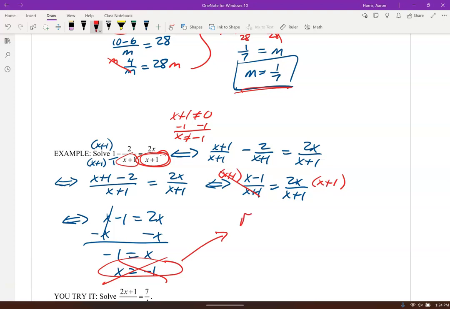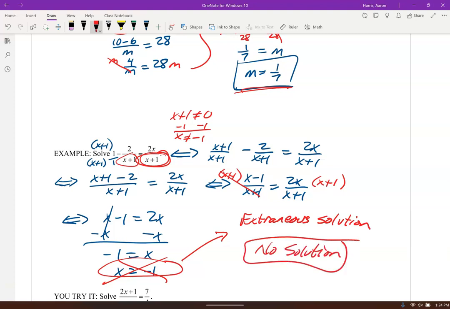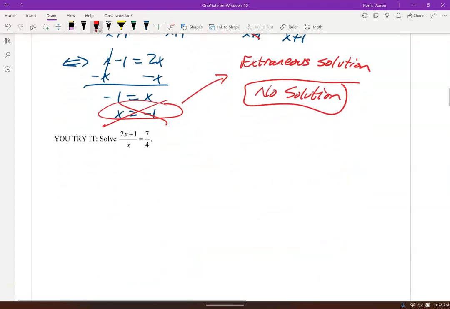This is what's referred to as an extraneous solution. It's a solution that appears to be a solution, but it doesn't satisfy the original equation. So we throw it out, and we say, I have no other option. So it's just no solution on this one. Okay? You guys try that one.